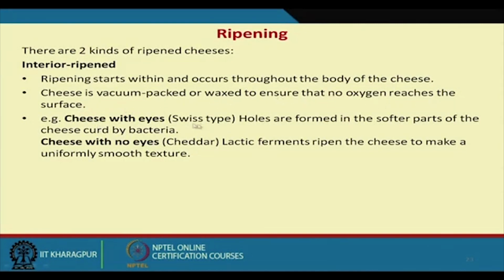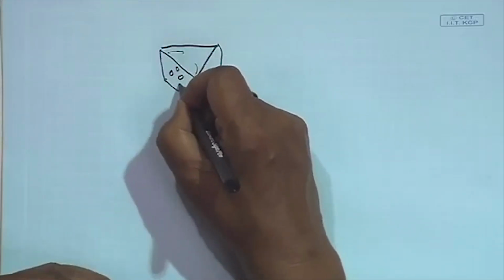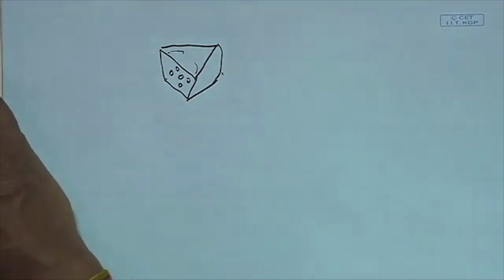The cheese is vacuum packed and waxed to ensure no oxygen reaches the surface. In cheese with eyes, like Swiss type, holes are formed in the soft part of the cheese by bacteria. Inside the cheese you will find some kind of hole. This is called an eye, the eye of the cheese. In some cases this is not desirable, as cheddar should have a uniformly smooth structure.